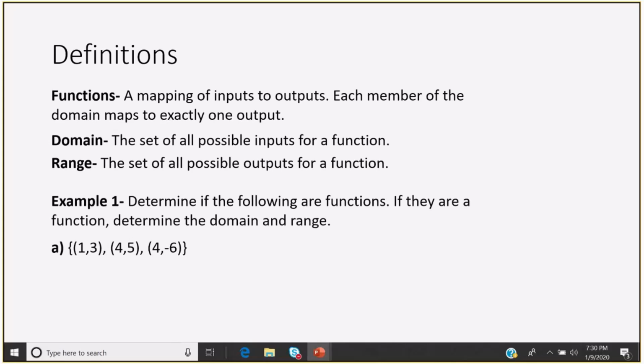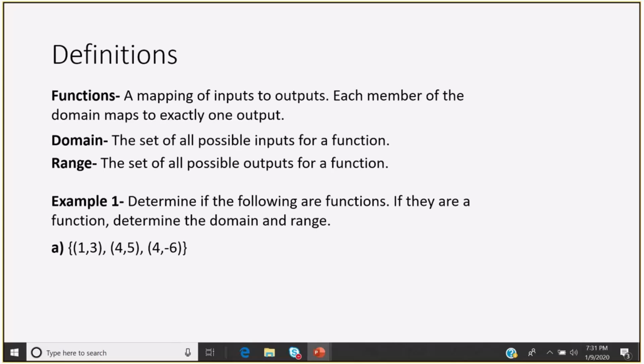So this is one way to represent a mapping, or more specifically a function. Basically all it's saying is these are points. So for my first point, my x is 1, my y is 3. My x is 4, my y is 5. My x is 4, my y is -6.